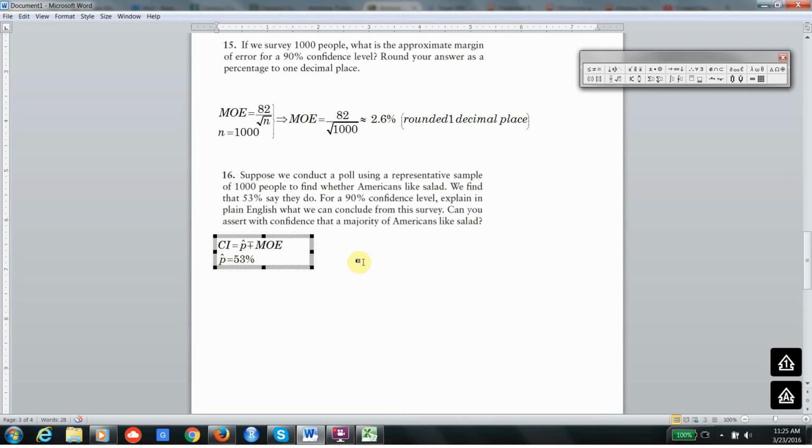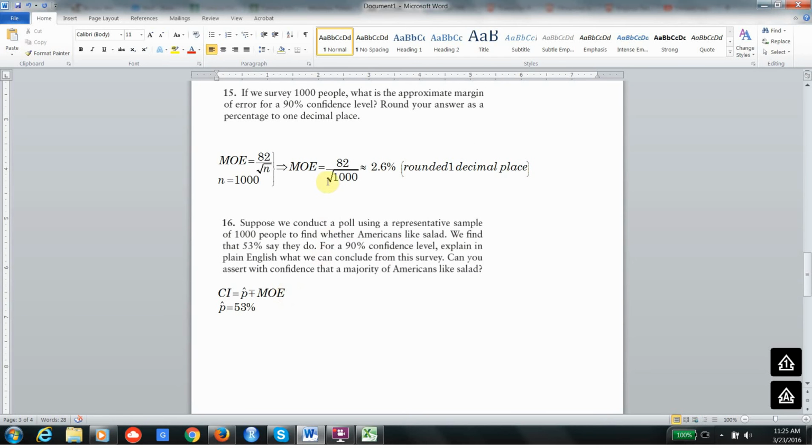Okay, so I want p hat to be 53% here. And now I have to compute the margin of error, but it's at a 90% confidence level. I'm going to use this formula right here. So I know that the 90% confidence interval is given by this. I have 1,000 people again in my poll. Well, I just did this calculation, so it's easy. I'm just going to add and subtract 2.6 from 53.